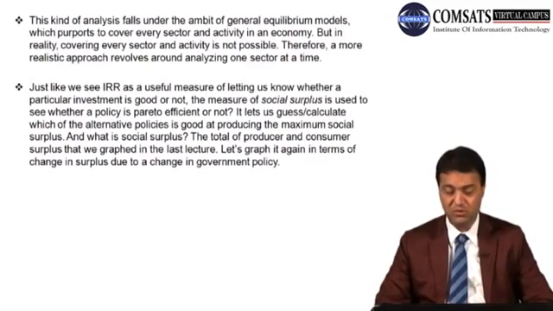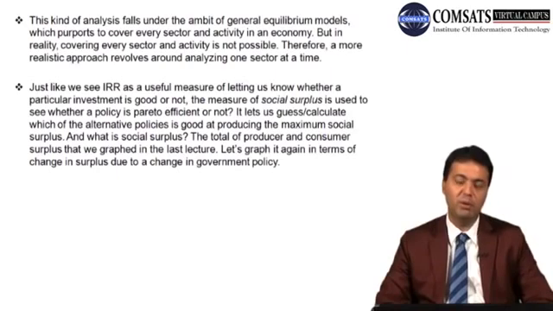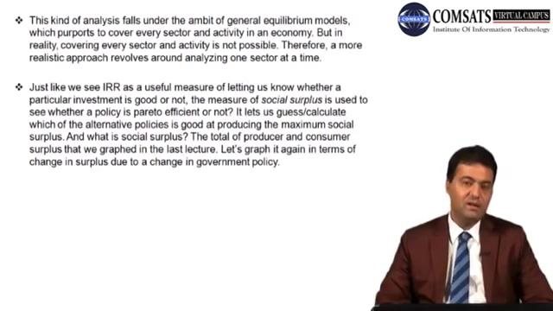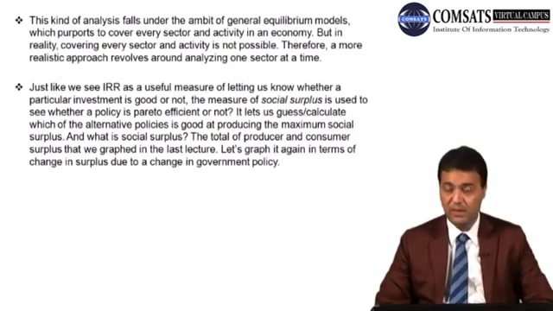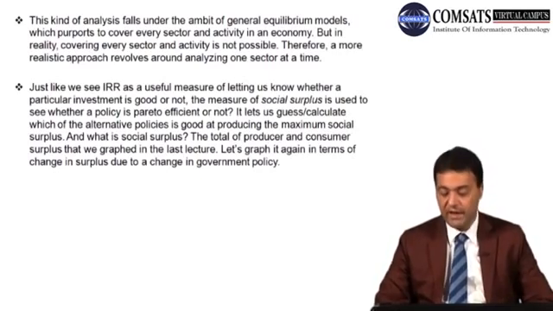द टोटल ऑफ प्रोड्यूसर एंड कंज्यूमर सरप्लस that we graphed in the last lecture. So it is the addition of combined surplus, if any, of consumer and producer, which is known as the social surplus. And Pareto efficiency criteria for public policies is that implement a public policy that is Pareto efficient, that lies on the Pareto frontier, that maximizes the potential, and it maximizes the social surplus, which is the surplus of the consumers and the producer. Let's graph it again in terms of change in surplus due to a change in government policy.